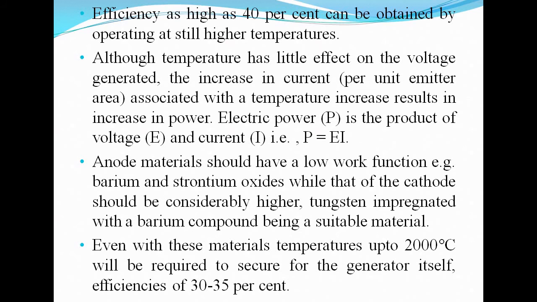So even for the above materials, a temperature of around 2000 degrees centigrade can be achieved, and an efficiency of 30 to 35% can also be achieved. So we have seen that the material of the anode should be barium or strontium oxides, and the cathode is of tungsten impregnated with barium compound. So these are the particular materials for anode and cathode.